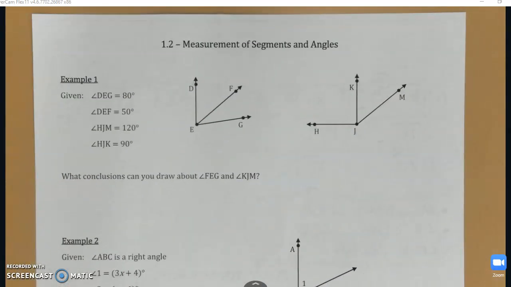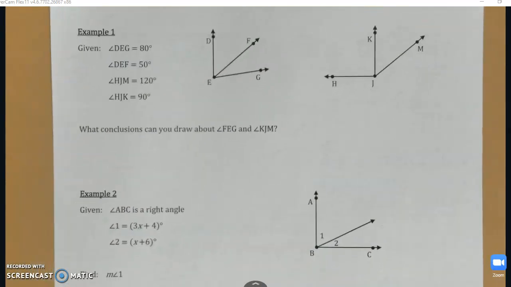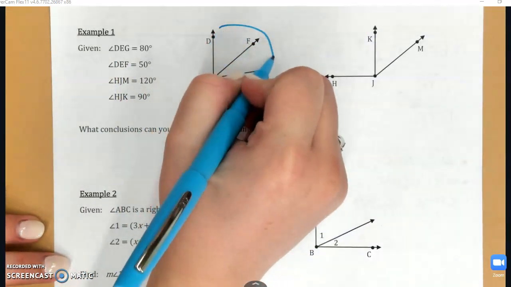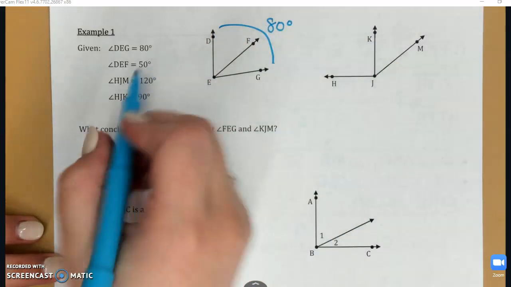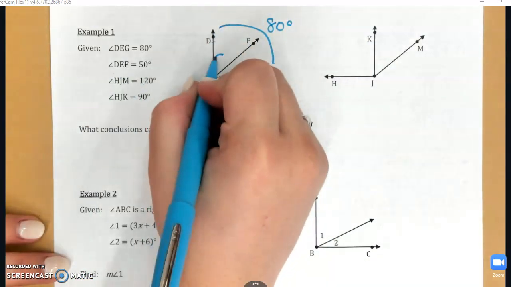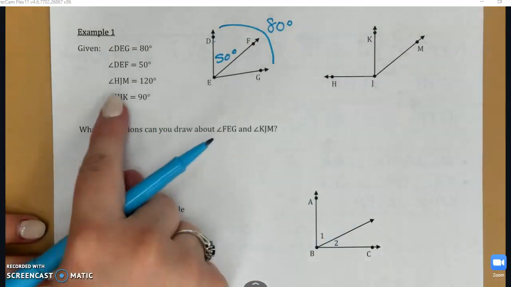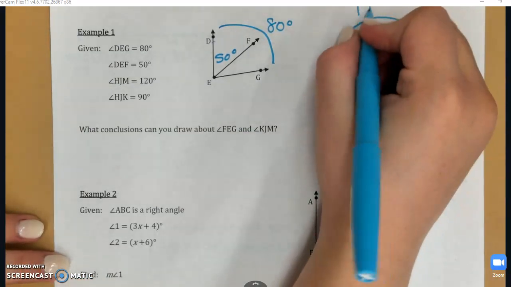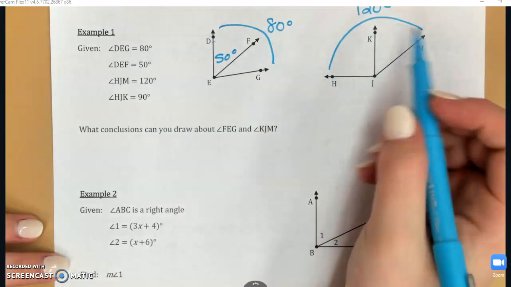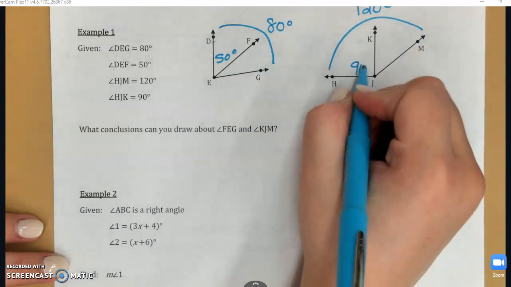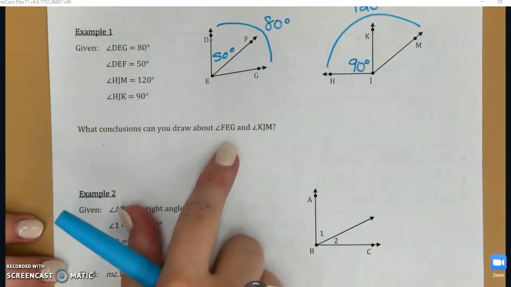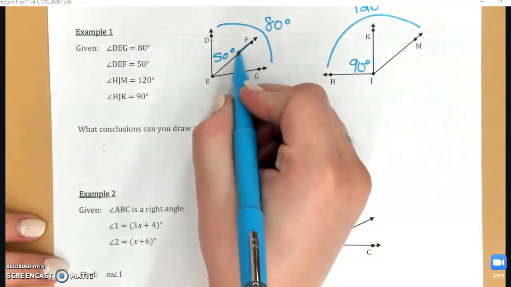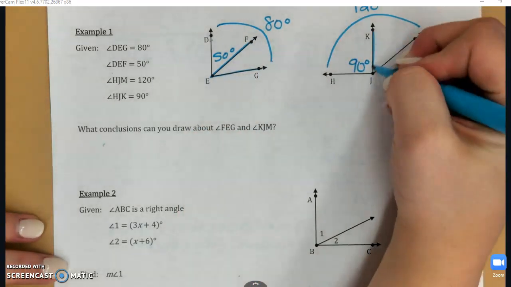Okay, moving on to the back side, we're going to look at some segments and angles now. Starting with this first problem, I'm told that angle DEG, so this whole big angle here, is 80 degrees, and that angle DEF, this one on the inside, is 50 degrees. Then angle HJM, this big angle on the right, is 120 degrees, and angle HJK is 90 degrees. So what conclusions can we draw about angle FEG and HJM? So what we're looking at is this angle here, FEG and HJM.